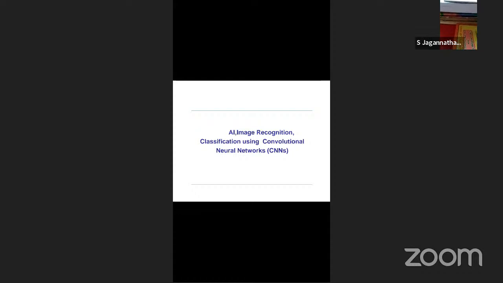I don't need to give my introduction because I already sent my profile. Most of the participants will be knowing my background and profile. The topic I'm going to present is AI image recognition and classification using convolutional neural networks.